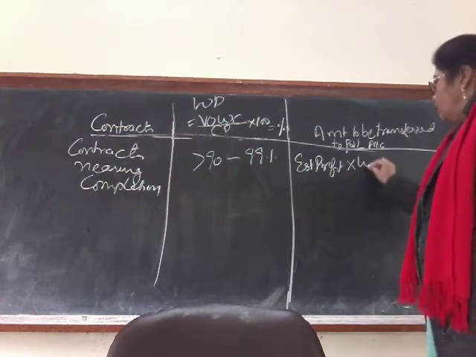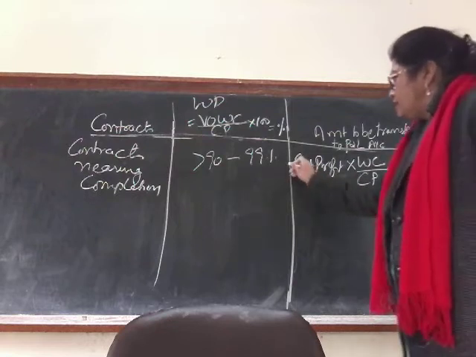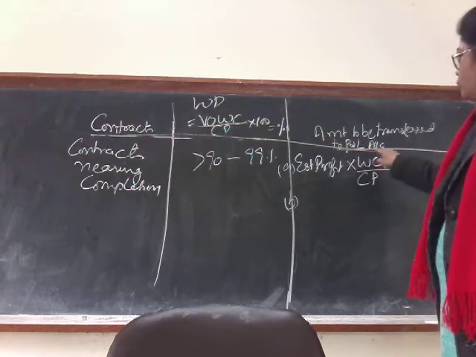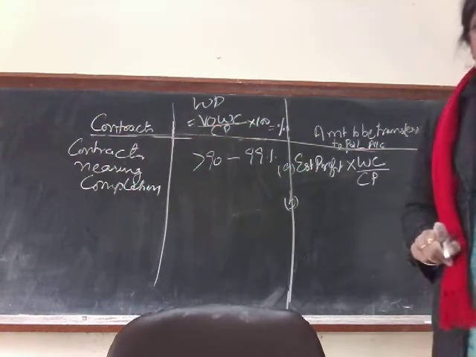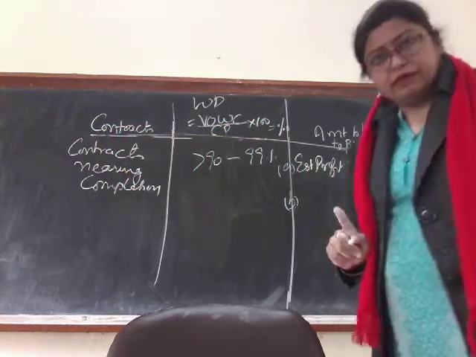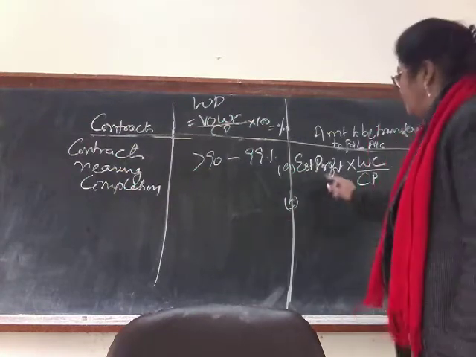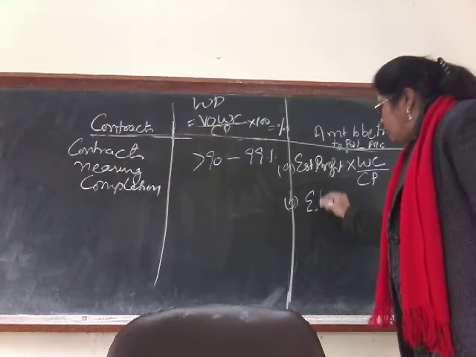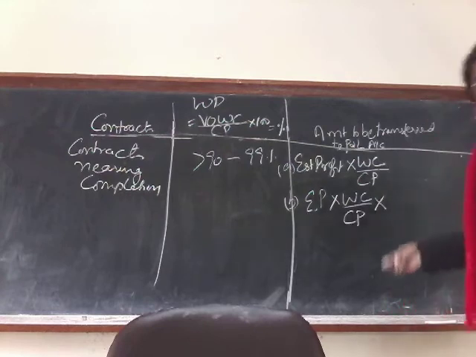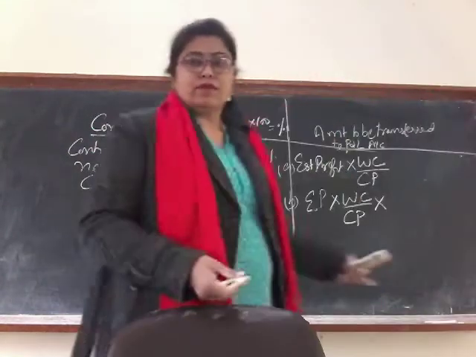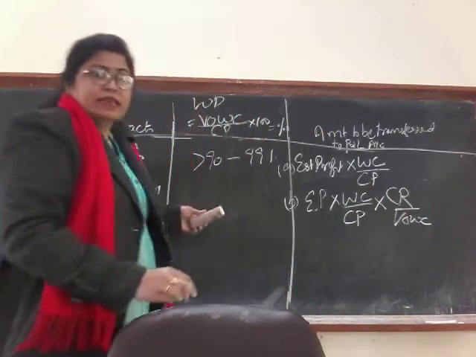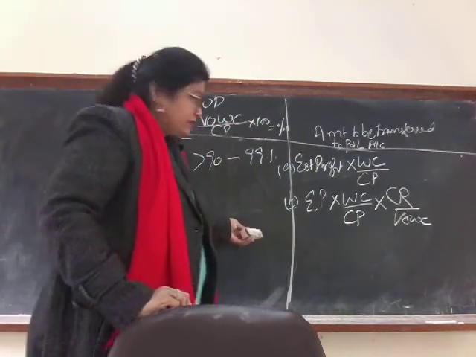Estimated profit into work certified divided by contract price. This is a formula. The amount transferred to the credit of P&L account can also be calculated by any of the formulas given over here. So the first formula is estimated profit into work certified divided by contract price. Another is the same formula, estimated profit into work certified divided by contract price into the thing which we used to write in the earlier formulas, that is cash received divided by value of work certified.